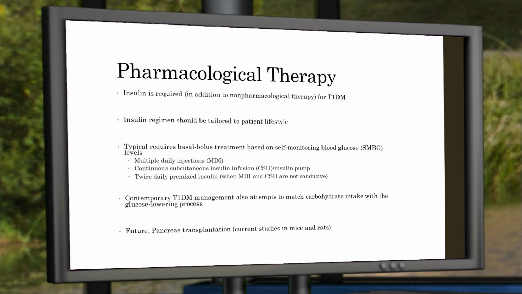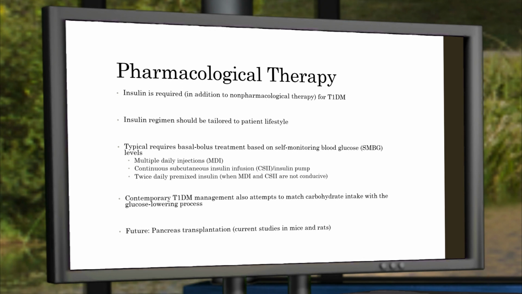Basal bolus is multiple daily injections. It can be continuous subcutaneous insulin infusion, or CSII. I used to refer to it as an insulin pump, or it can be twice daily pre-mixed insulin. And that's usually done when the multiple daily injections and the insulin pump are not conducive for that patient. Some contemporary type 1 diabetes management strategies also attempt to match the carbohydrate intake with the glucose lowering process. So we'll talk about how to do carb counting, how to look at an insulin sensitivity factor, and then we'll actually calculate some of those things and change those things once we get into our laboratory session.